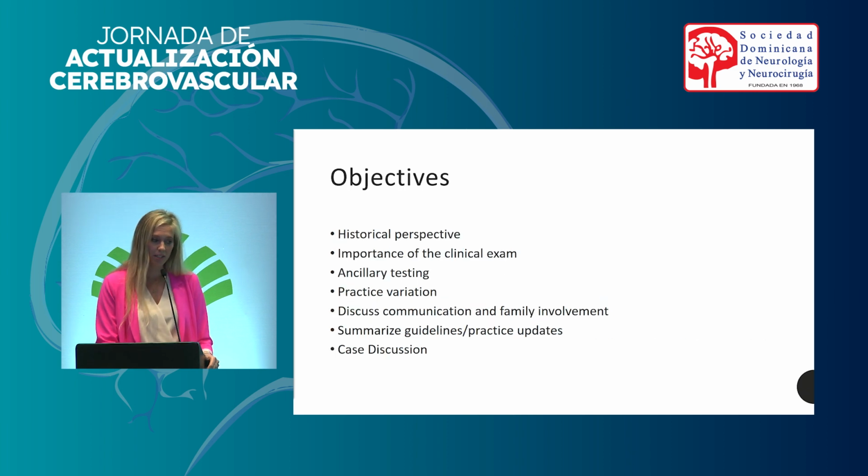For objectives, we will discuss the historical perspective of how the concept of brain death has evolved, the importance of clinical testing, what we should consider for ancillary testing, and why it's important to avoid practice variation. Finally, at the end, we'll discuss how we want to communicate that diagnosis and why it's important to include families in this discussion. And we'll summarize the guidelines and practice updates, and I have a couple of cases at the end.